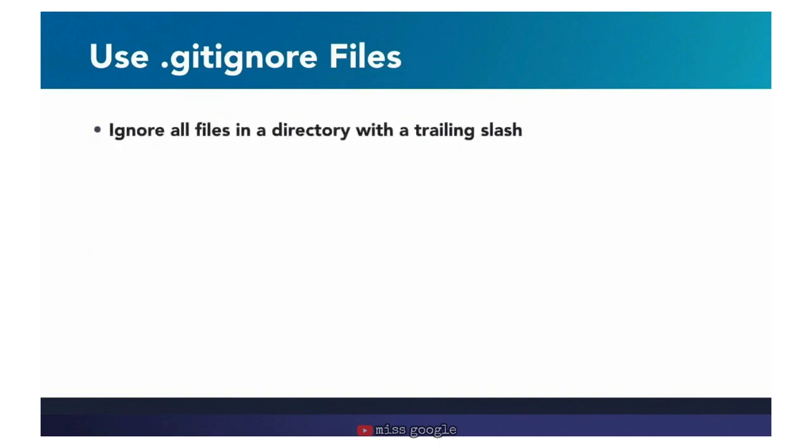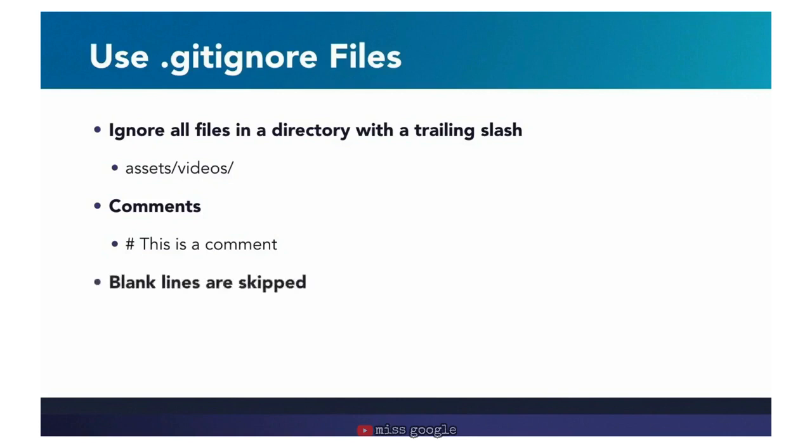If you want to ignore all files in a directory, then you can just use a trailing slash after the name. So assets/videos/ would ignore all files that are in that directory. You can also put comments in the gitignore file. You can just put a pound or hash sign in front of any text that you want to be a comment in the gitignore file. Maybe you want to provide the reason why you ignored something. And any blank lines are simply going to be skipped.